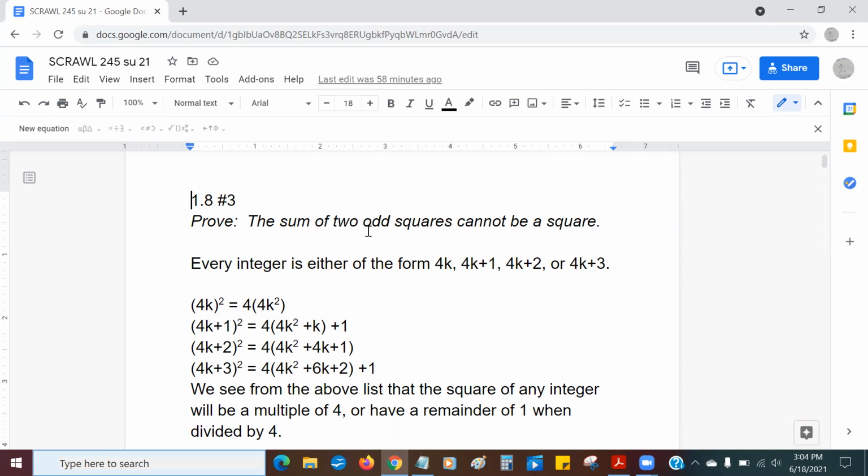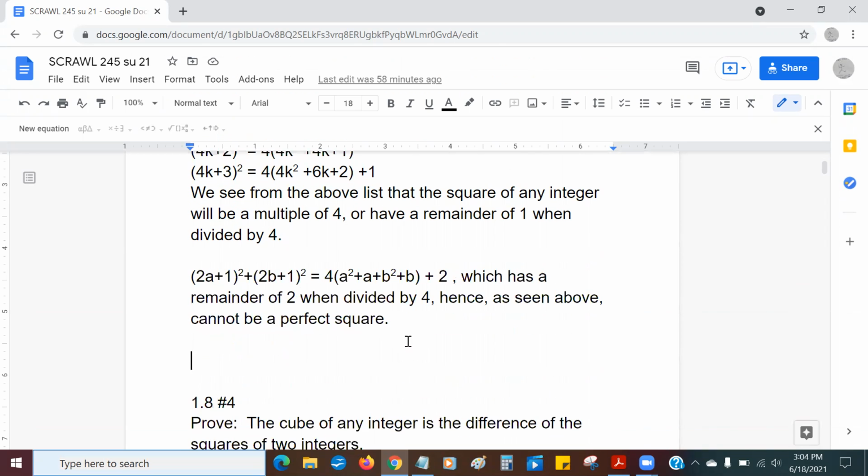We want to take the sum of 2 odd squares. An odd number is 2a plus 1, because it's 2 times something plus 1, an even number plus 1. 2b plus 1 is another odd number. So I'm squaring 2a plus 1 and squaring 2b plus 1 and combining them all. I get 4 times this whole mess here. Again, you just combine and rearrange everything. Plus 2 at the end.